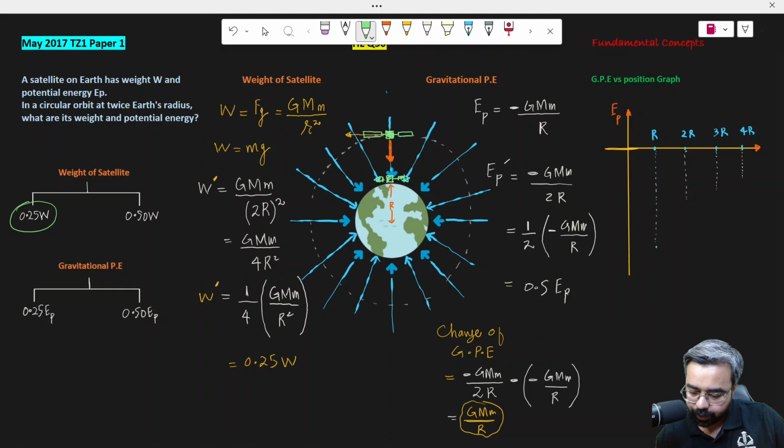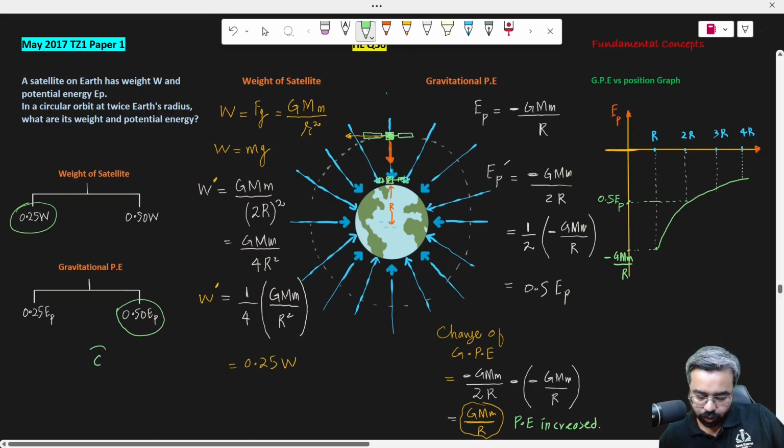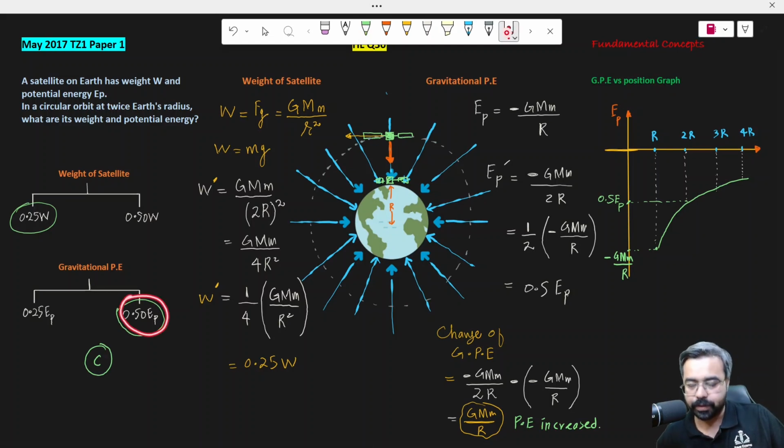Okay, so dear students, at that point, it is maximum negative, which is at the surface of Earth, negative GMm over r. So this always follows this pattern, and you see that as the distance is increasing, it is becoming less negative. So at a distance 2r, it is 0.5 times EP, and then further you can see how it is decreasing. So obviously this should be the right answer. So the right answer is option C, which is 0.25 W and 0.50 EP.